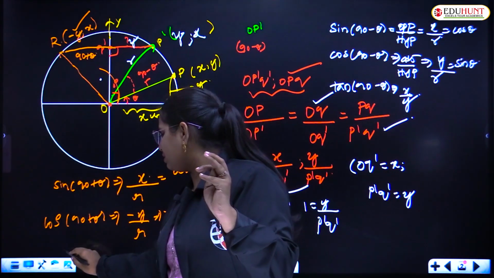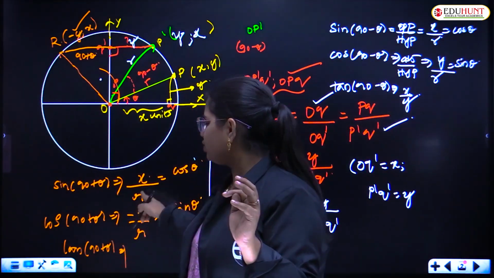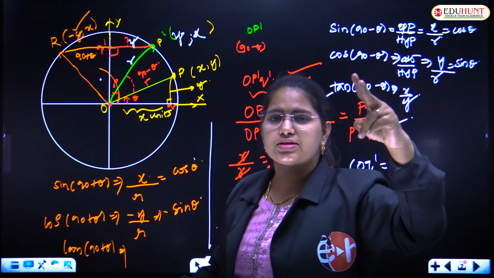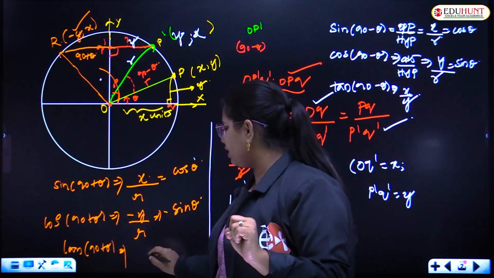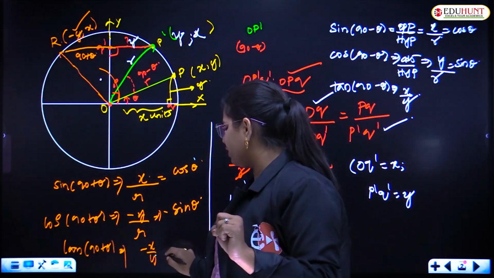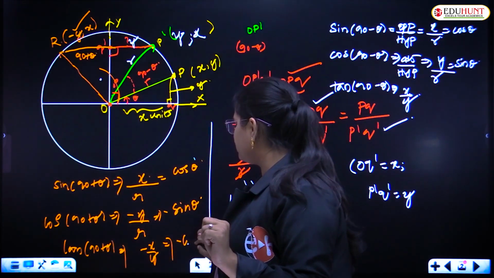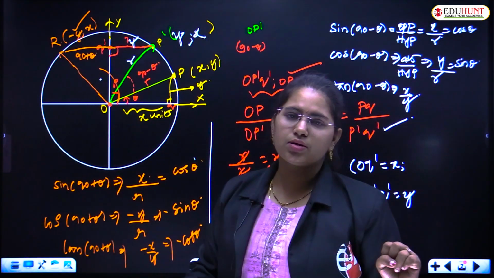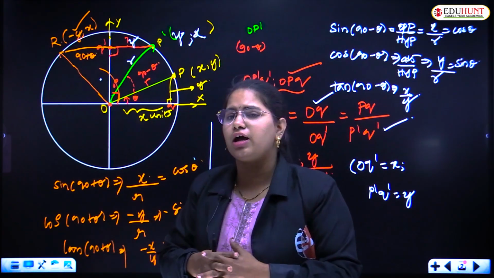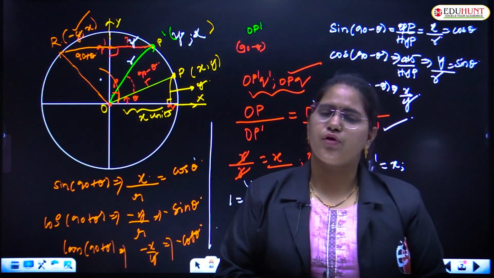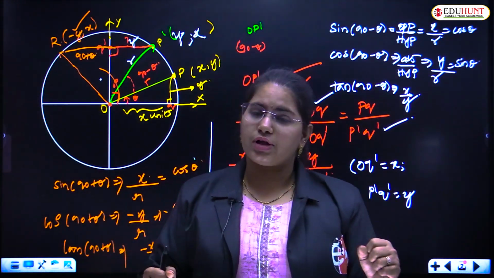Right. If I ask tan 90 plus theta, it will be the ratio of sin 90 plus theta divided by cos 90 plus theta. So what will be the value? R will get cancelled. You will get minus x by y. So tan 90 plus theta will be minus cot theta. Understood? So we can derive for every angle like this, for every allied angle of different types of trigonometric ratios.